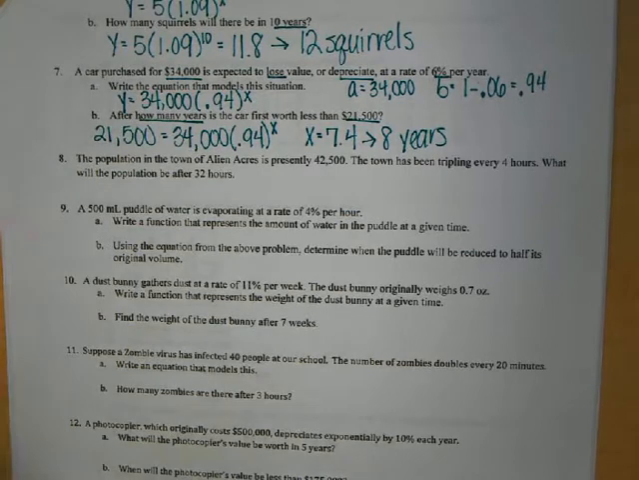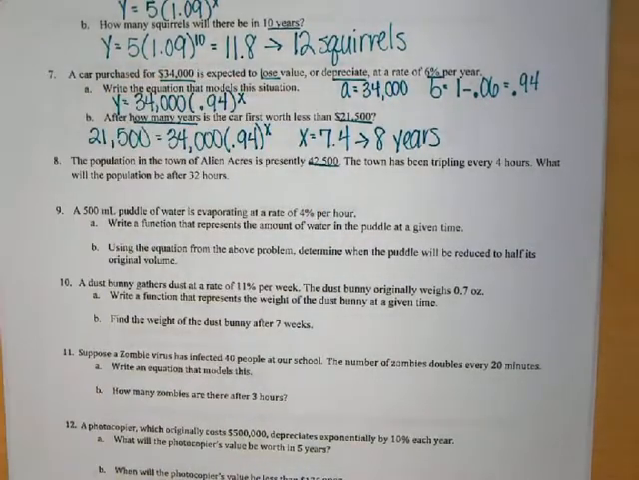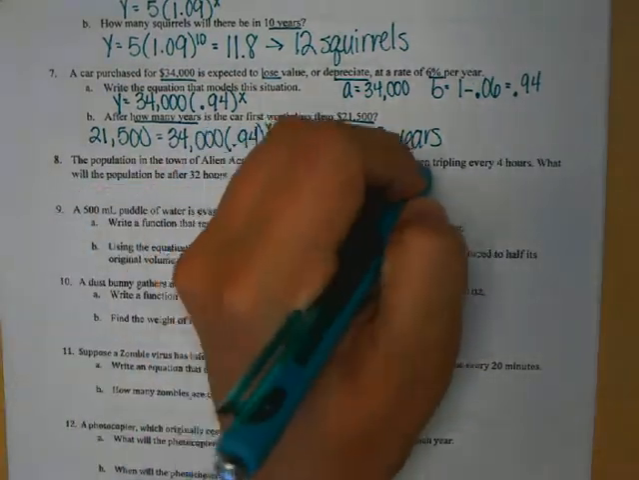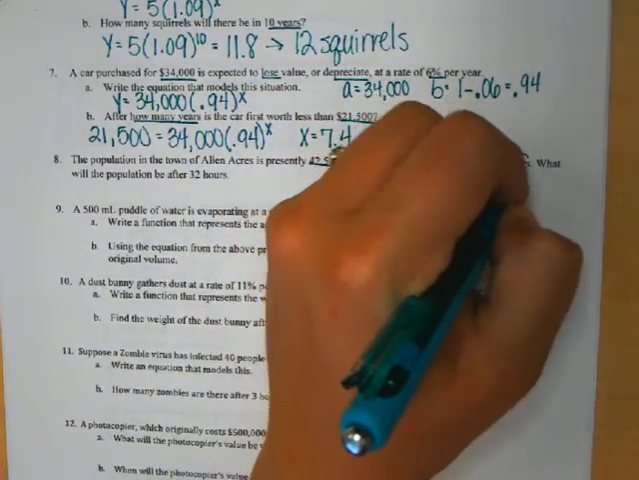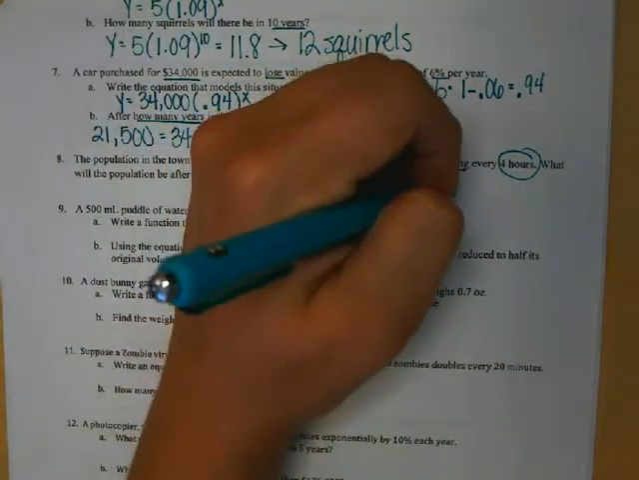Okay, problem number 8. The population in the town of Alien Acres is presently 42,500. The town has been tripling every 4 hours. So when it tells you something specific like that, go ahead and circle it and make sure you're paying attention to it. So I've got my A.